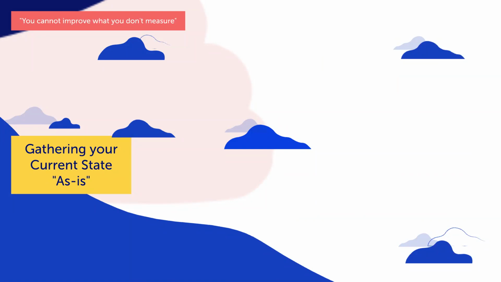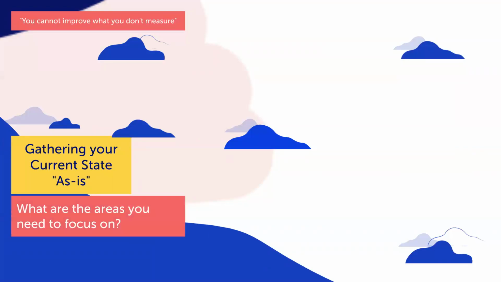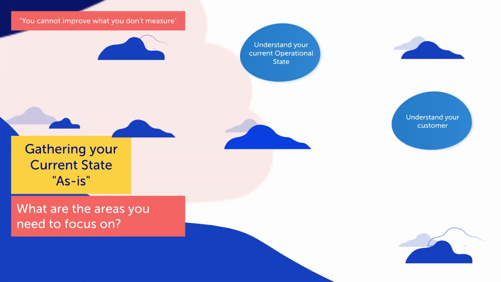What I want to do here, and what I'm going to concentrate on here, is you need to bring it back one step further, and you need to start thinking about understanding your current operational state. So there's three areas here I'm going to concentrate on. Understand your current operational state, understanding your customer, and understanding your business. It's really, really important to start from the beginning. As it says in the top left on there, you can't improve what you don't measure.